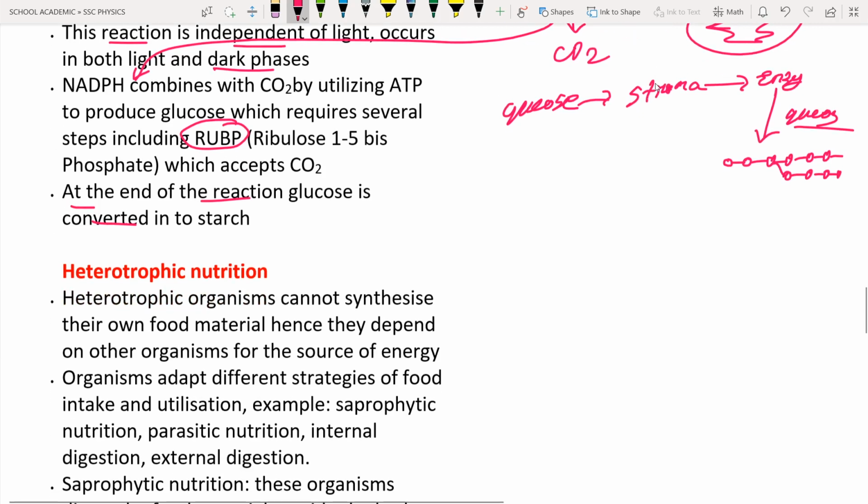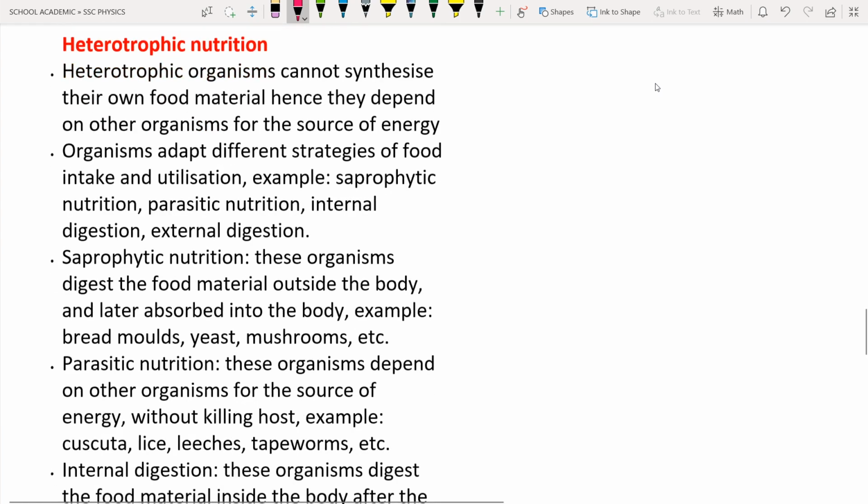Now we are going to move to heterotrophic nutrition. What is meant by heterotrophic organisms? There are two types of organisms, autotrophic and heterotrophic. Auto means self: they can synthesize their own food materials. Heterotrophic means they cannot synthesize their own food material. So in heterotrophic nutrition, the organisms cannot synthesize their own food material, hence they depend on other organisms. Example, human beings.